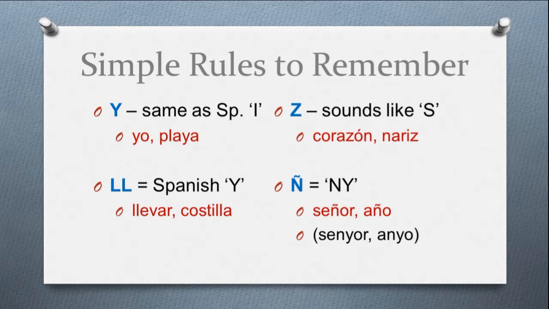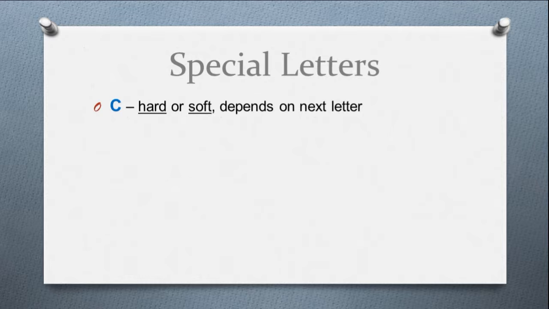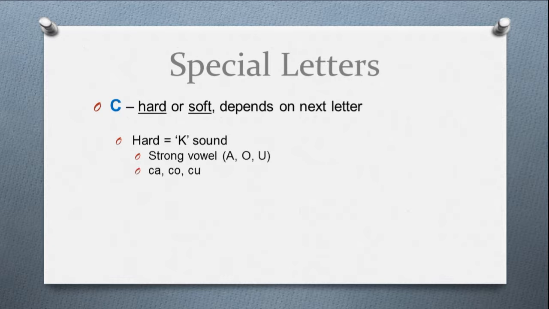Señor, año. Now some special letters that deserve a little more attention. C can be either hard or soft, and it depends on which letter comes next. So the hard C sound is K. And when do you make that sound? Well, if it's followed by a strong vowel. There are 3 strong vowels, A, O, and U, so you can probably deduce that the other 2 vowels are the weak vowels. So when followed by A, O, or U, it makes a ka, ko, ku, as in vaca, como, cuñada. And if it's followed by a consonant, it also is hard.